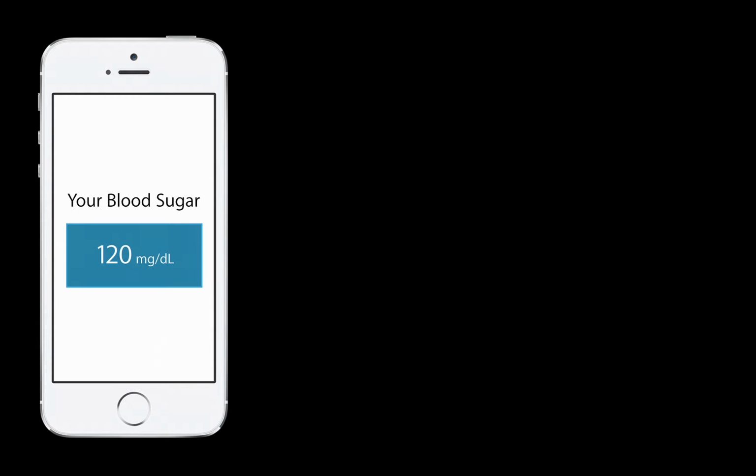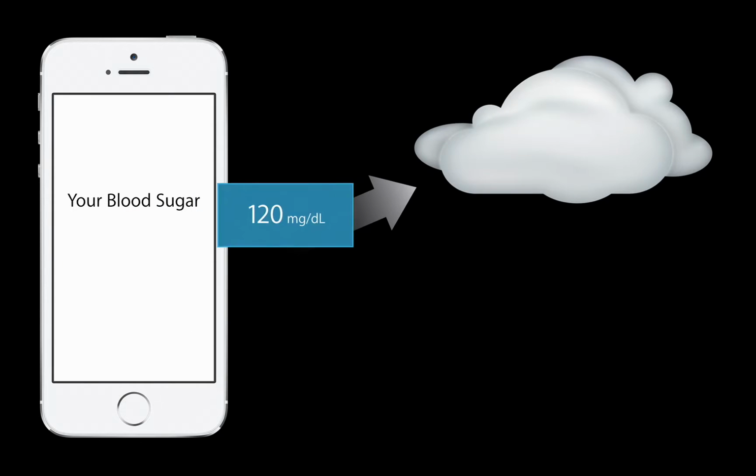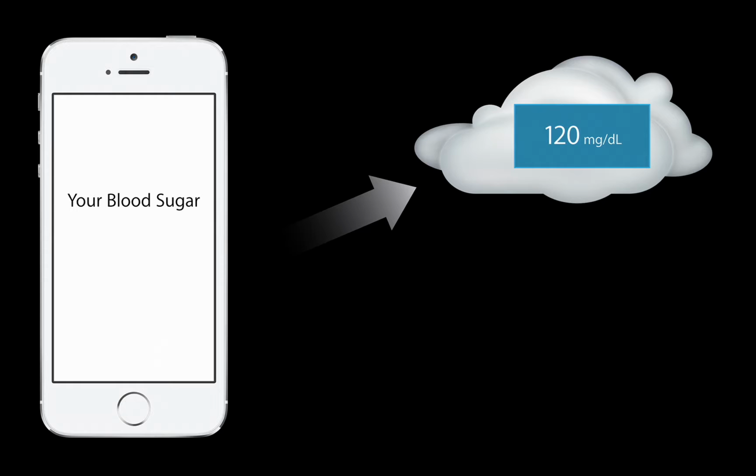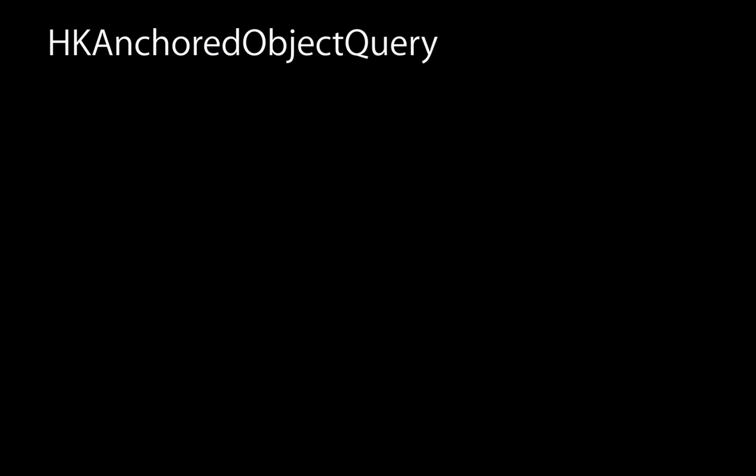Now, let's say that your app is partnering with a health provider. What it's supposed to do is take all of the blood sugar readings that it's created and sync them to the cloud. You could do this using a sample query, where every time you query for all the objects in the database and figure out which ones you haven't sent yet, probably using their UUID. But this is a lot of work, and it would be a waste to pull all of the objects from the database just to find out that nothing has actually changed. This is the perfect job for HKAnchoredObjectQuery.